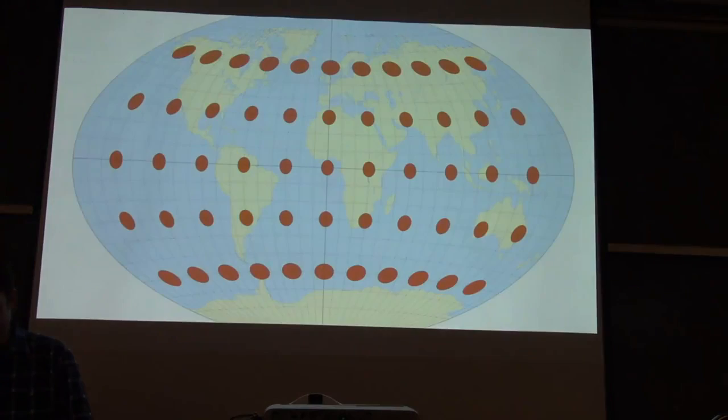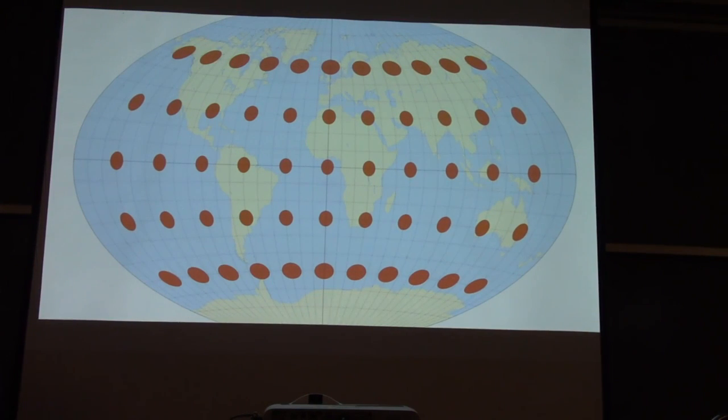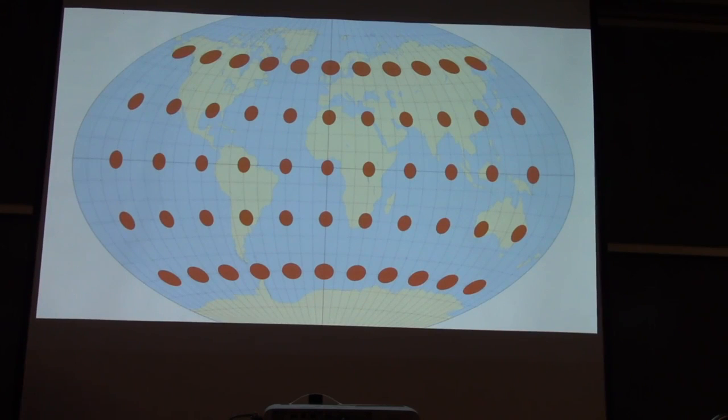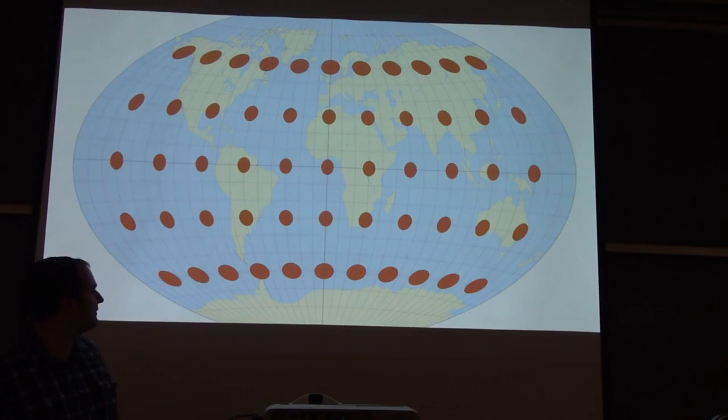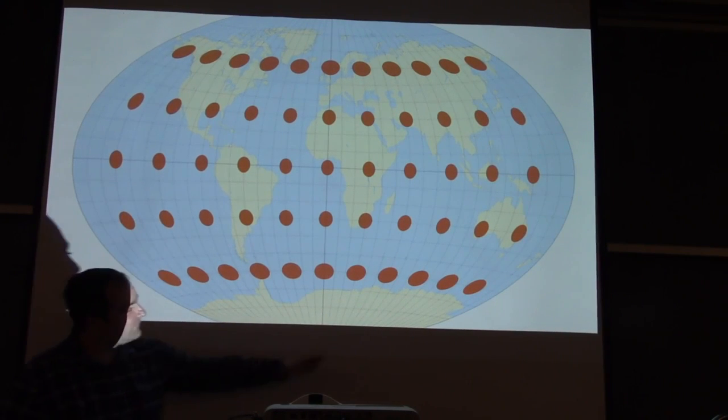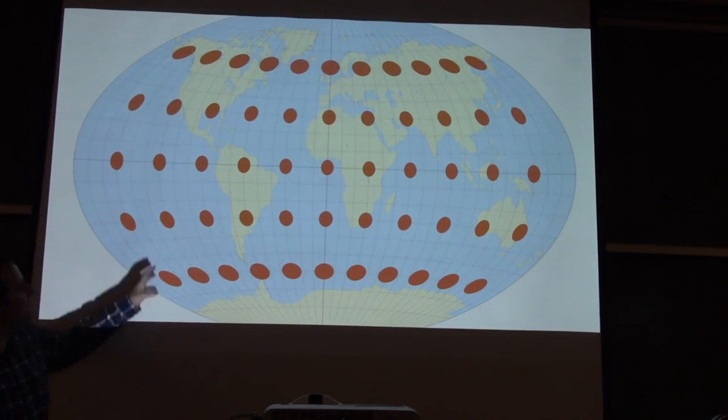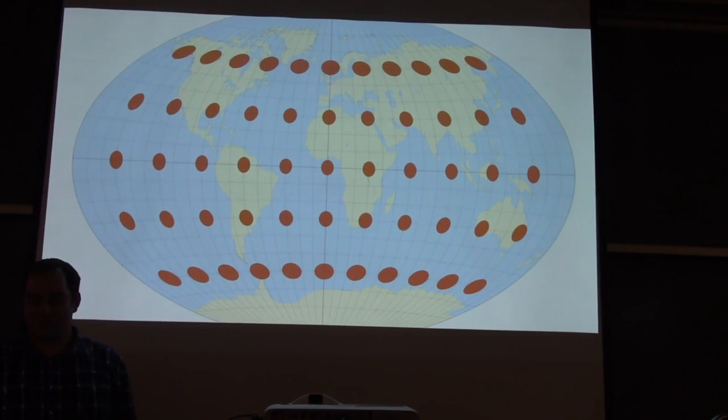So here are circles of equal size, so that you can get a sense of the distortion. You can see that there is quite a bit of distortion, especially on these edges. But most of those cases are actually pretty good.